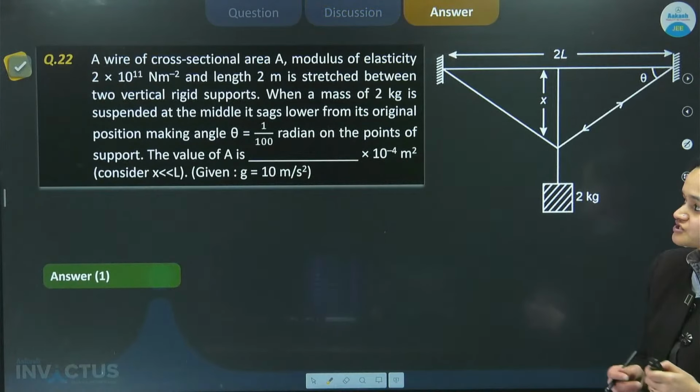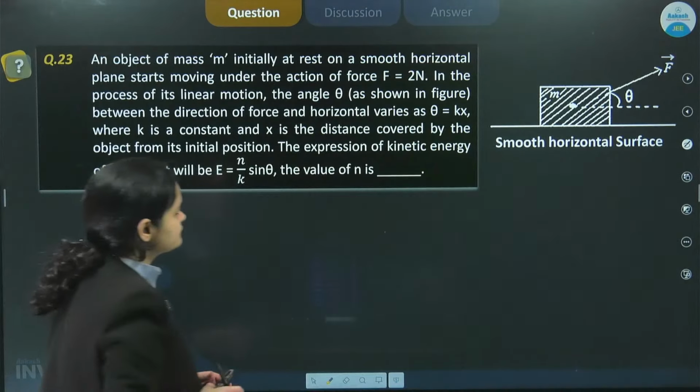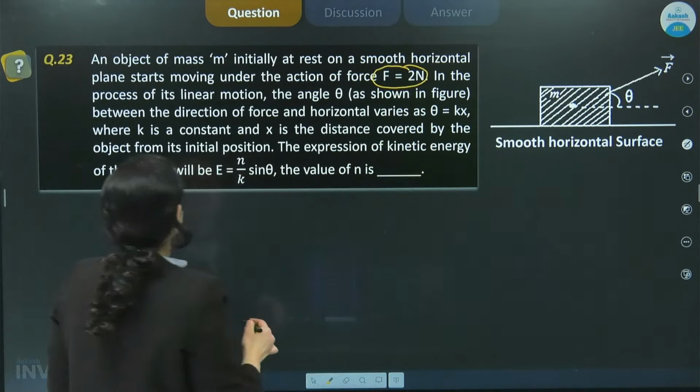Now the next question, question number 23. Fine. So see, in this question, a force has been given. Its magnitude is constant, but the angle is changing.